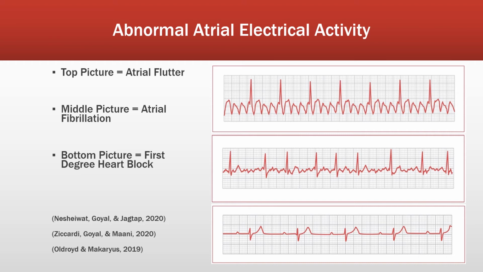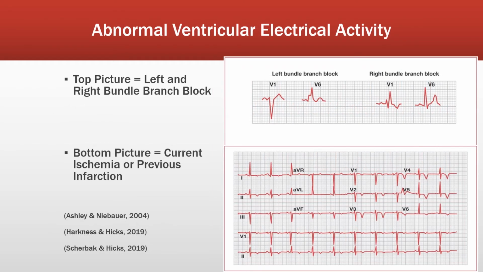These symptoms include lightheadedness, chest pain, fainting, malaise, and shortness of breath. The chest pain is typically a result of the atria contracting against the closed atrioventricular valves. Now let's take a look at the ventricles.